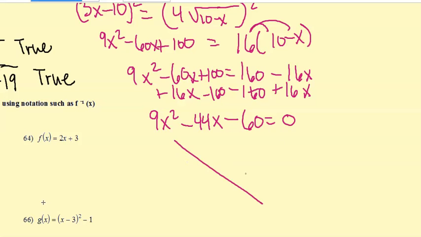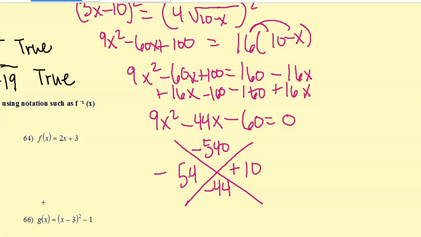We can factor this. A times c, 9 times negative 60, is negative 540. And your b is negative 44. So you want to find two numbers that will multiply to give you negative 540, and they add to give you negative 44. See if you can find those two numbers. Did you get 54 and negative 10? You can check those, multiply them, they give you this number. If you add them, they give you negative 44.